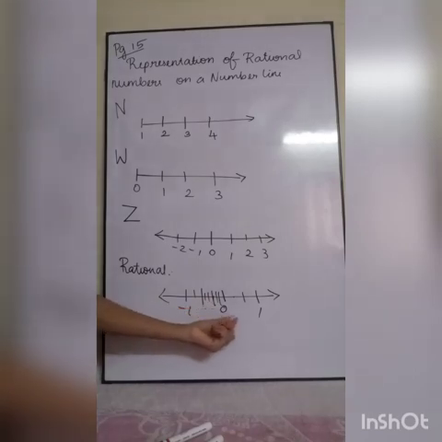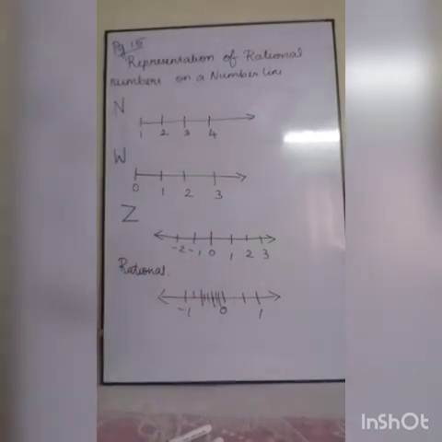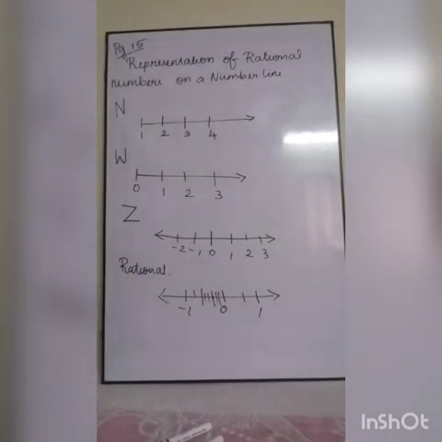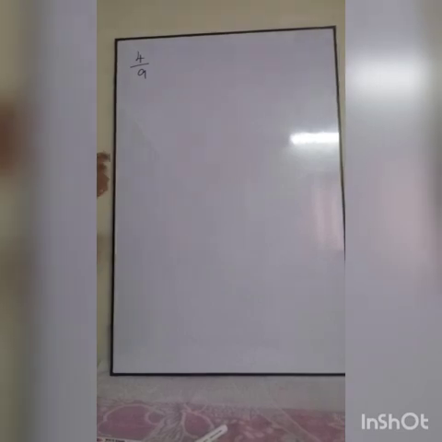Between 0 and 1 there are infinite numbers. I hope you have learnt this in your previous grade; we are just going to recall that. Rational numbers have that specialty, that between any two numbers there will be infinite rational numbers. Okay children, listen, we are going to represent 4 by 9 on the number line.